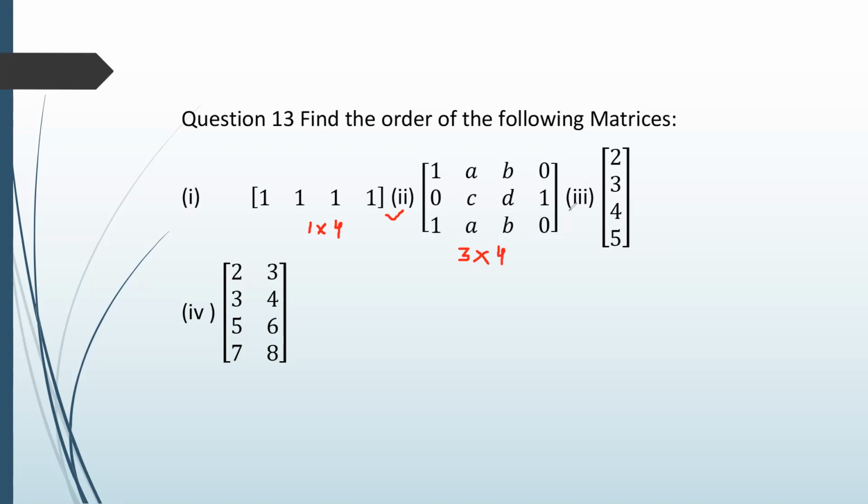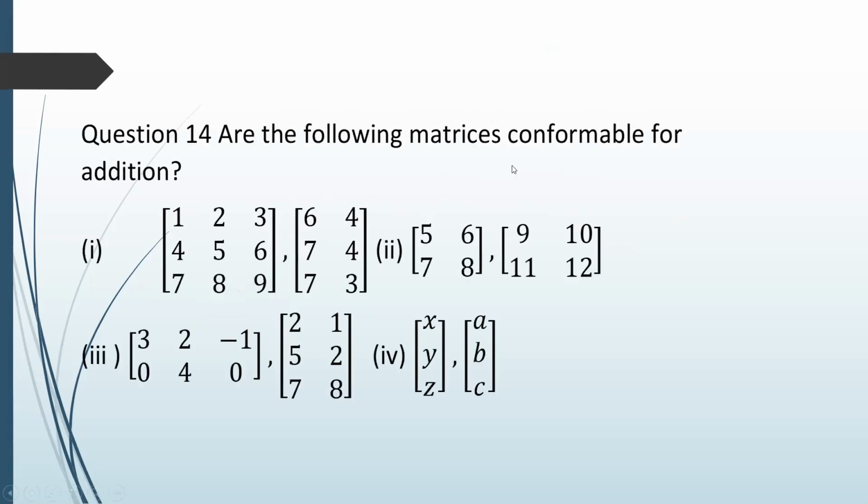Now we go for the third part. Here we see that the number of rows is 4 and the number of columns is 1. So the order of this matrix will be 4 by 1. Now we go for the fourth part. Here we see that the number of rows is 4 and the number of columns is 2. So the order of this matrix will be 4 by 2. Is that clear how we can find the order of any matrix? Okay.